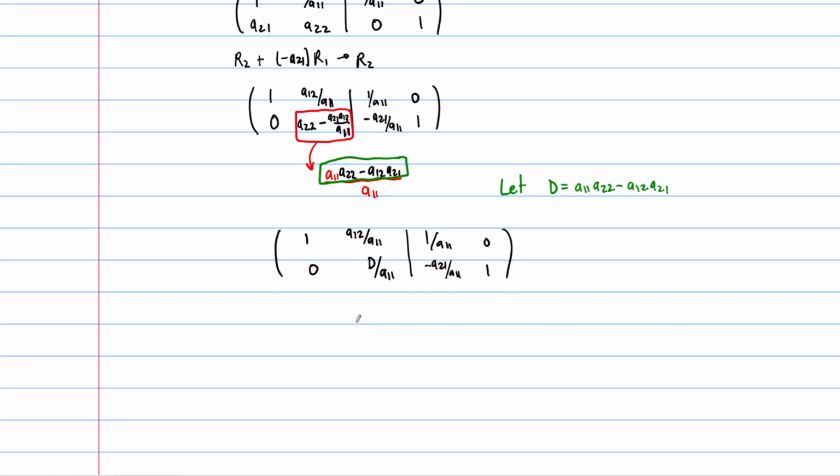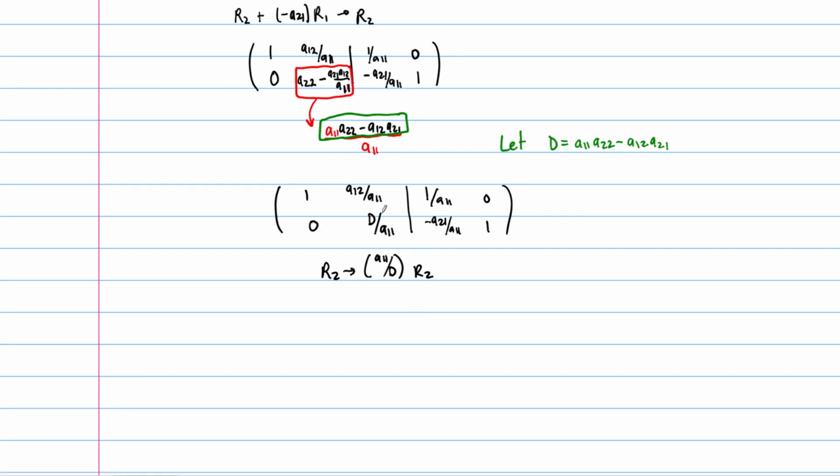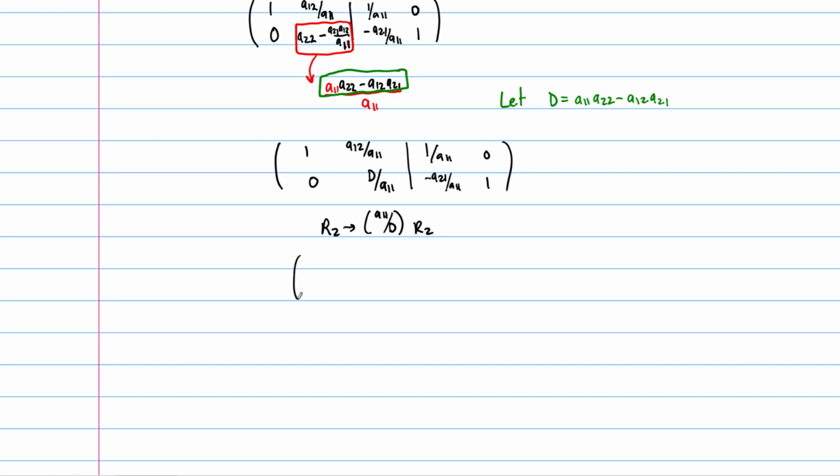So what do we have to do? Well, just multiply the whole row by its reciprocal, right? So we're going to replace row 2 by A11 over D times row 2. And that'll make this a 1, and then we'll be almost done, right? So at this point, again, we haven't done anything to the first row.